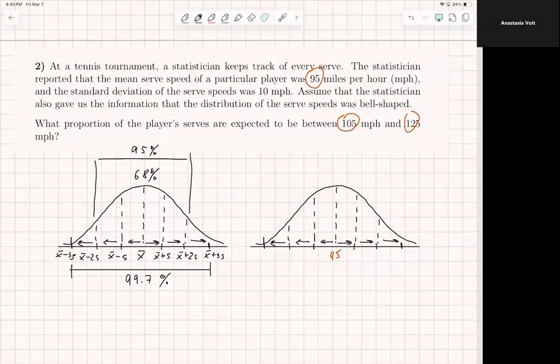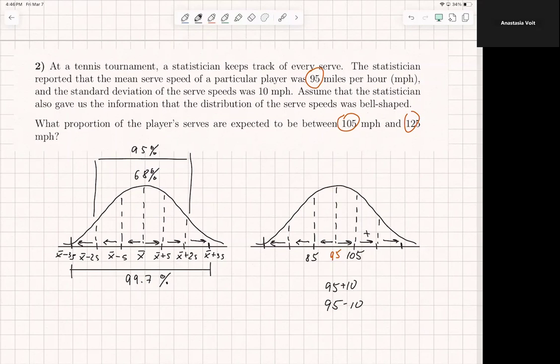So that means that if we move one standard deviation away from the mean, we would add and subtract 10 from 95, right? So 95 plus 10, that's going to be 105. And 95 minus 10, that's going to be 85. So one standard deviation away from the mean, that's 85 and 105 miles per hour.